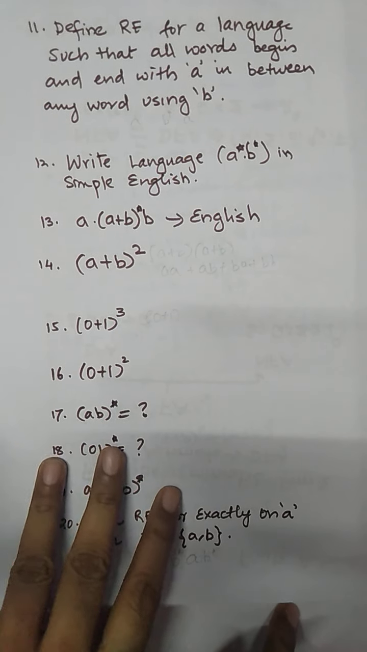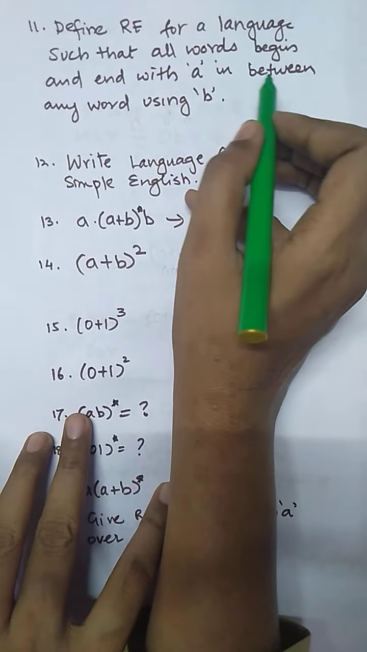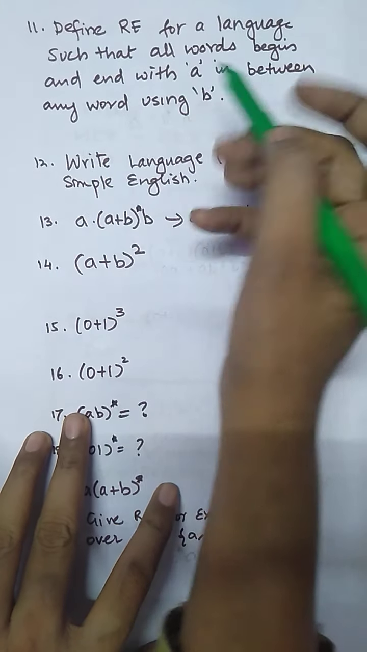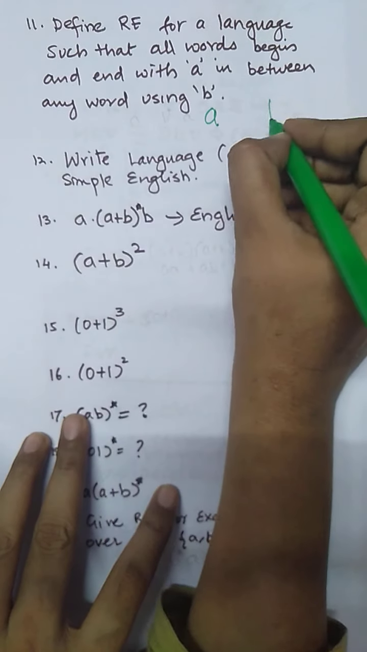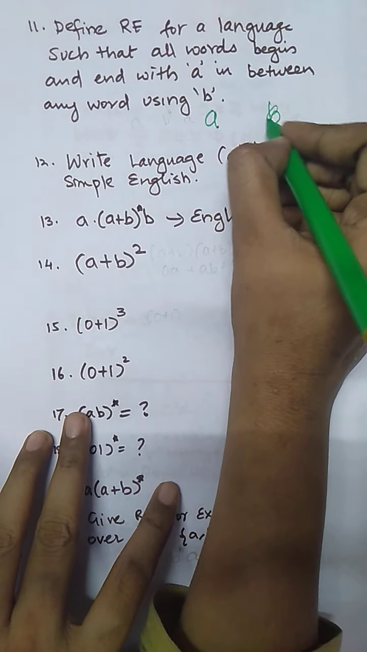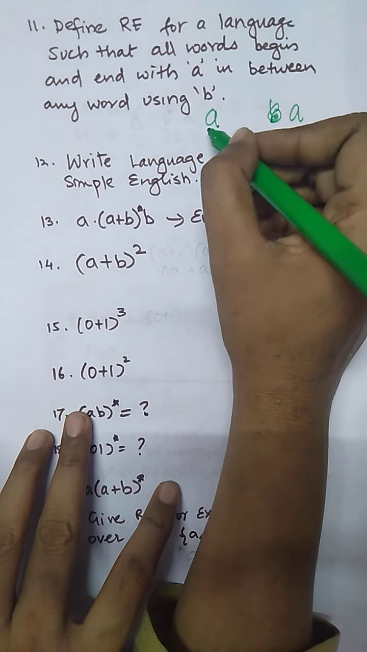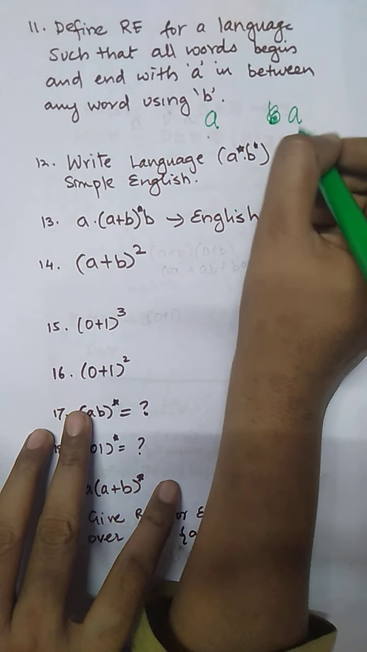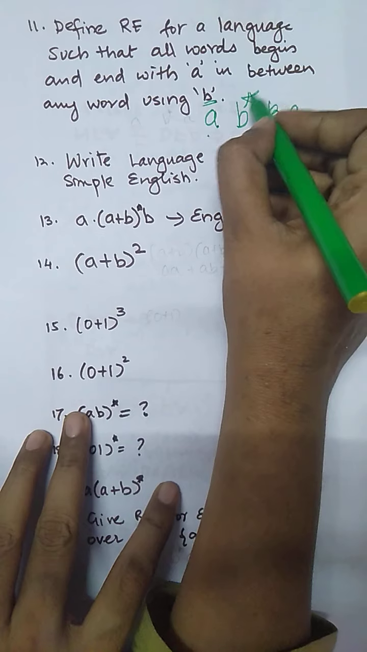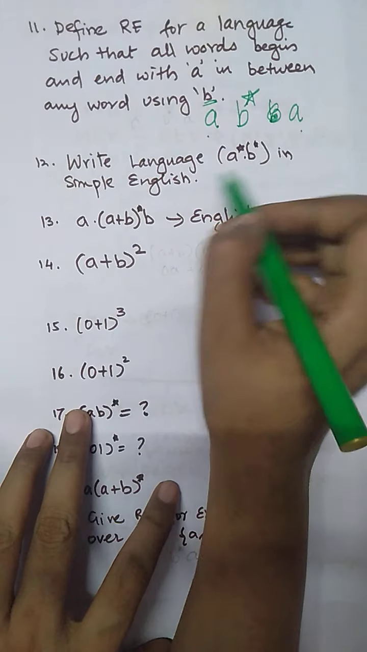Now define an RE for the language such that all the words begin and end with a, with anything in between using b. So it has to start with a and end with a, and in between any word using b only. So starting with a, ending with a, and in between any combination, any word generated by using b only. For any combination we put the closure. Write the language a asterisk dot b asterisk in simple English.